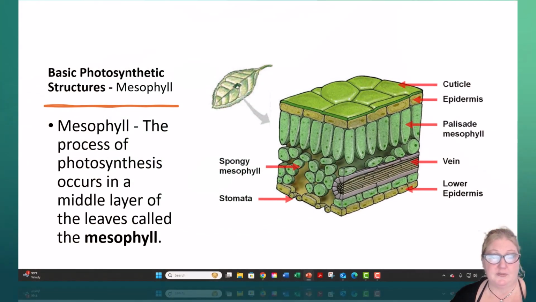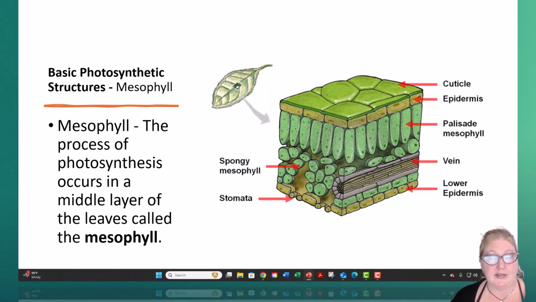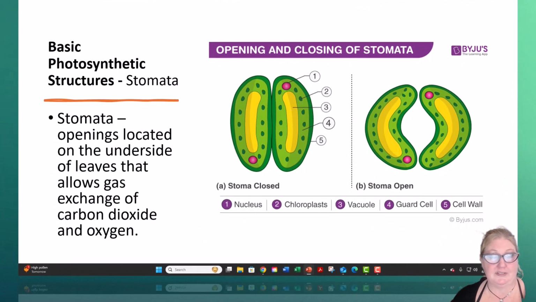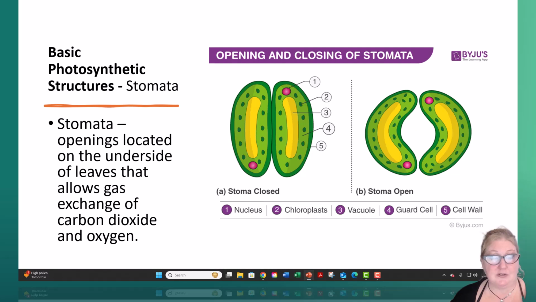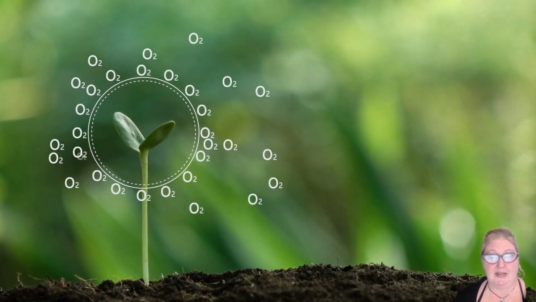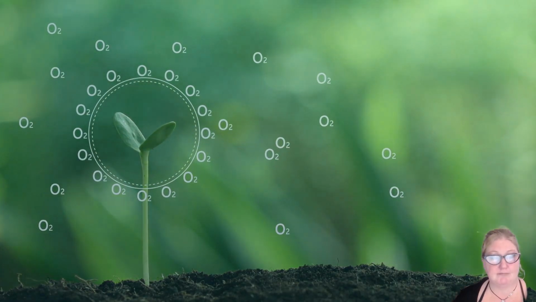The process of photosynthesis occurs in the middle layer of the leaves in an area called the mesophyll. Openings located on the underside of leaves, called stomata, allow for gas exchange. Carbon dioxide goes into the plant for photosynthesis, and oxygen is released.